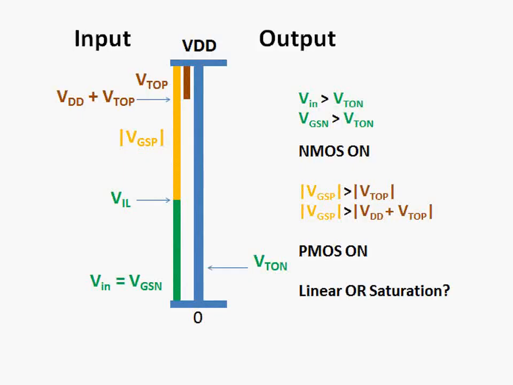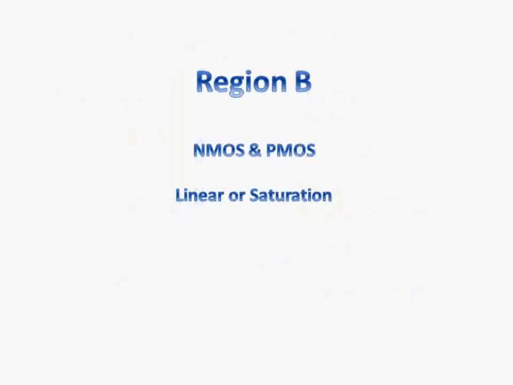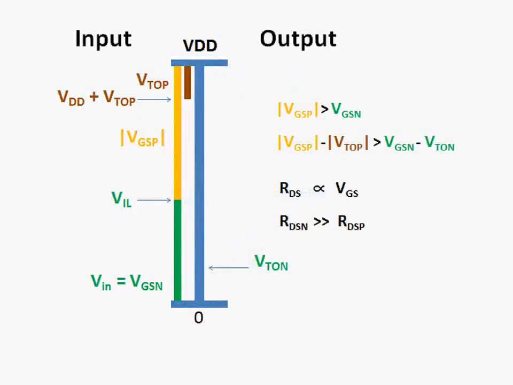Up till now, we only know that both the NMOS transistor and the PMOS transistor are turned on. To complete the analysis, we need to determine: are they operating in the linear or in the saturation region? To determine this, we need to know: 1. NMOS drain source voltage. 2. PMOS drain source voltage. According to the IV characteristic, the drain source resistance is inversely proportional to gate source voltage.